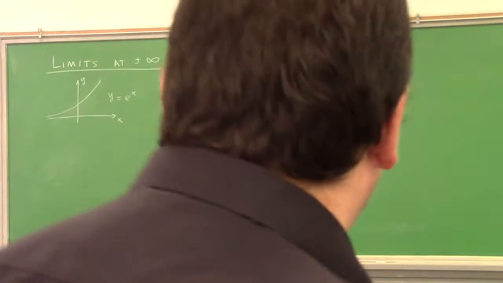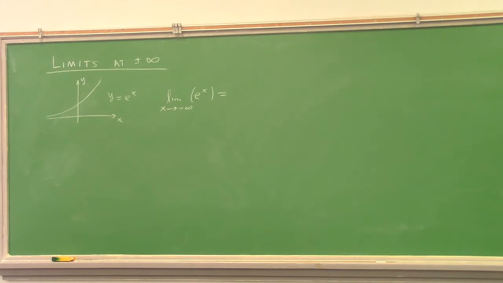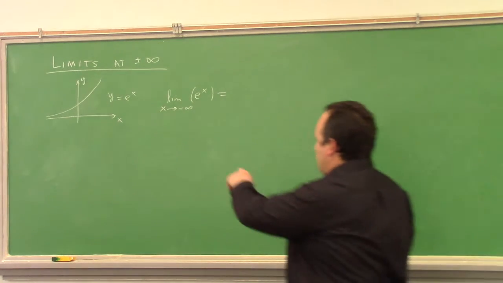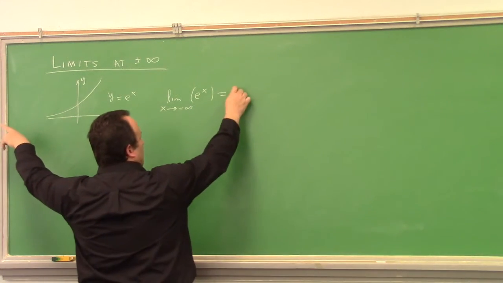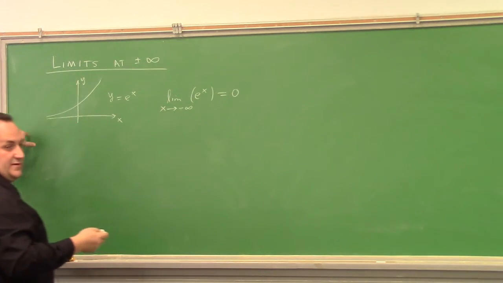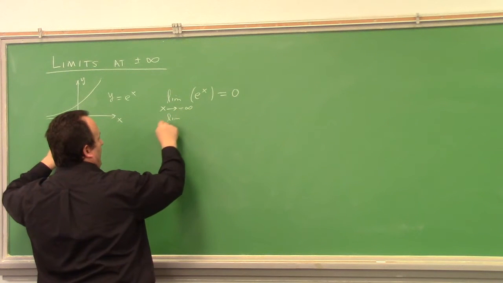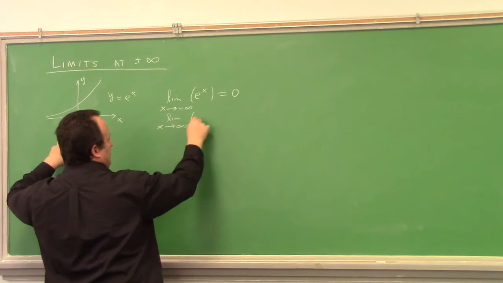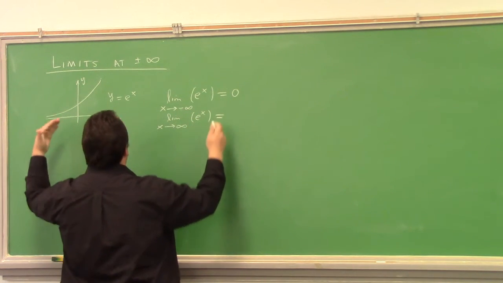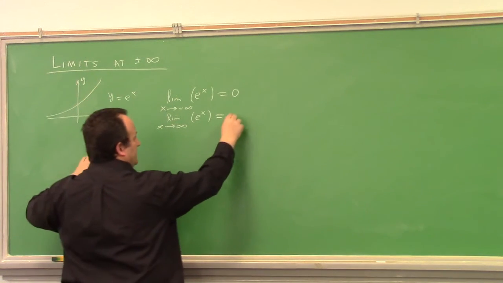All right, so how about 0, right? Because as x goes to minus infinity, we get very, very close to the x-axis. On the other hand, the limit as x goes to infinity of e to the x is infinity because it grows without bound, all right?